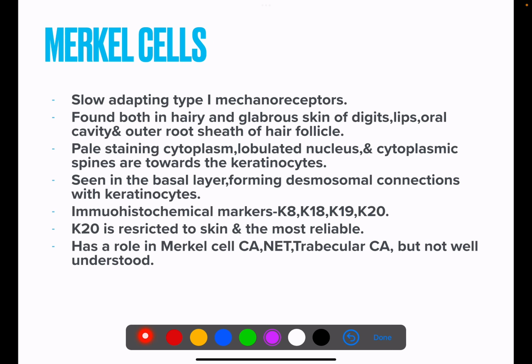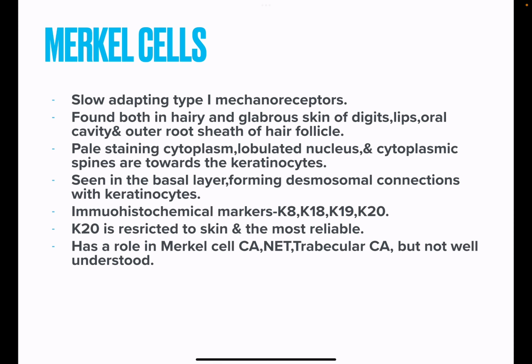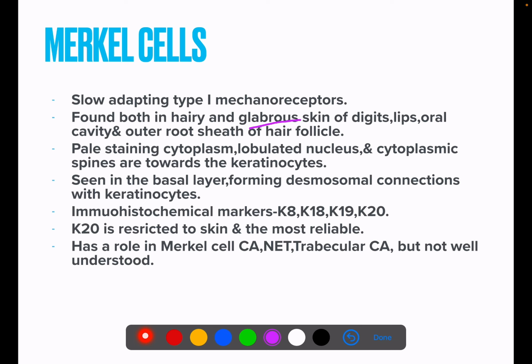Merkel cells, slow adapting type 1 mechanoreceptors, found both in hairy and glabrous skin. Glabrous skin is basically non-hairy skin: digits, lips or oral cavity, and the outer root sheath of the hair follicle. Pale staining cytoplasm, lobulated nucleus, and cytoplasmic spines toward the keratinocytes, seen in the basal layer forming desmosomal connections with keratinocytes. Immunohistochemical markers are K8, K18, K19, K20.